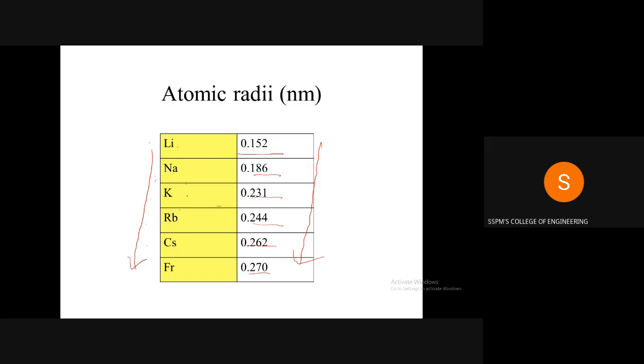But the correct order of elements is rubidium, cesium, francium, then potassium, sodium, lithium. So lithium has less atomic radii as compared to potassium and sodium. So you know this trend: when you go down the group, atomic radii will increase.